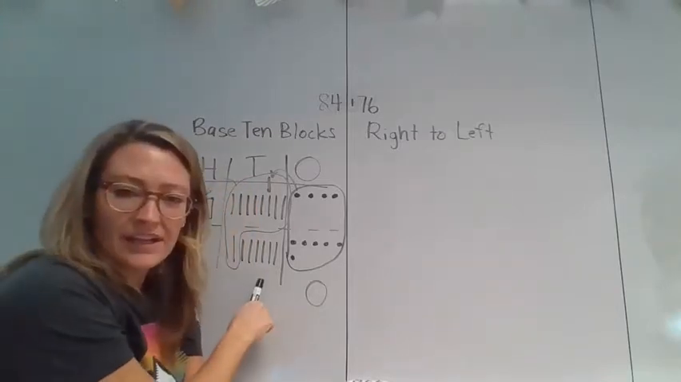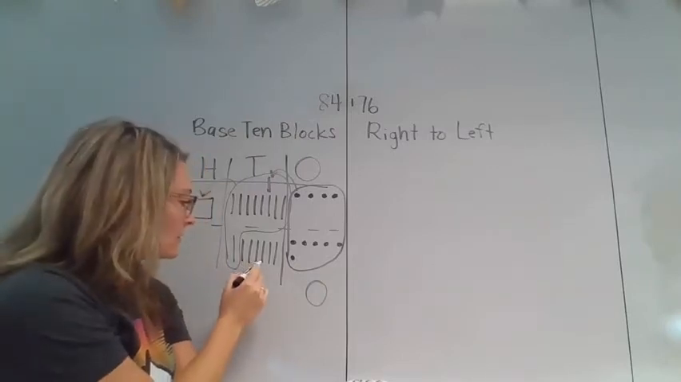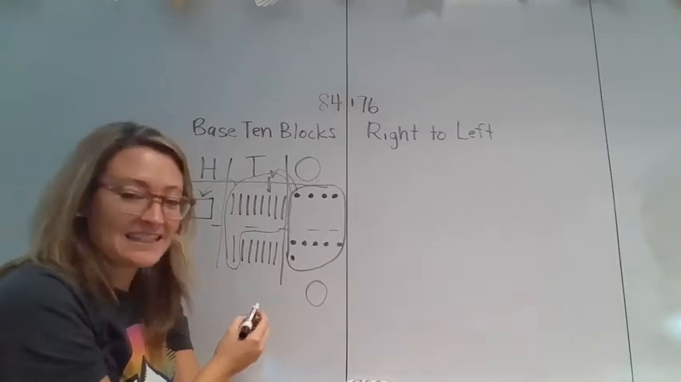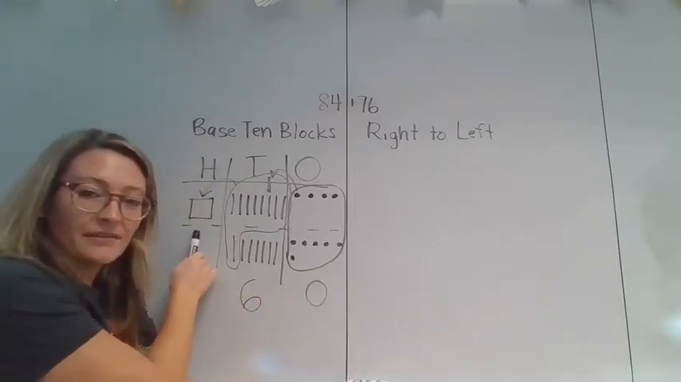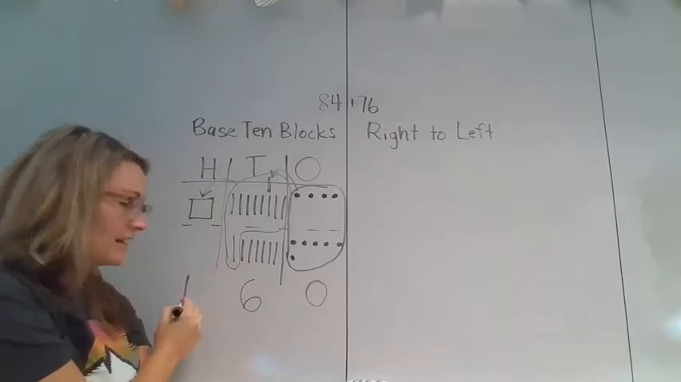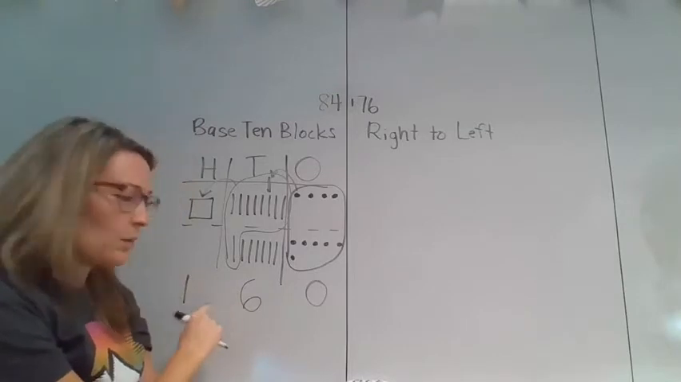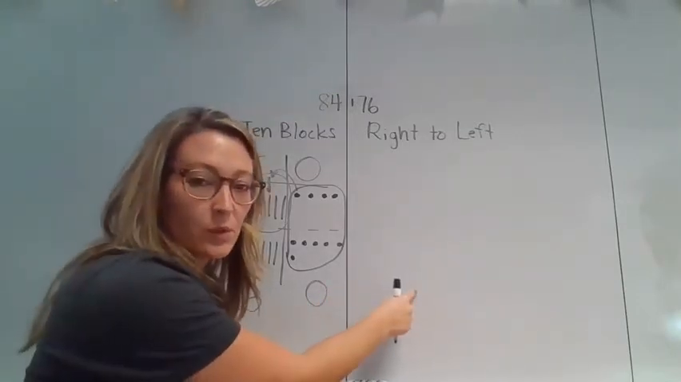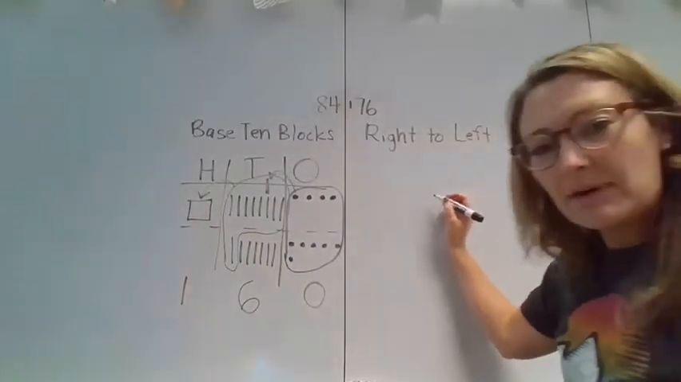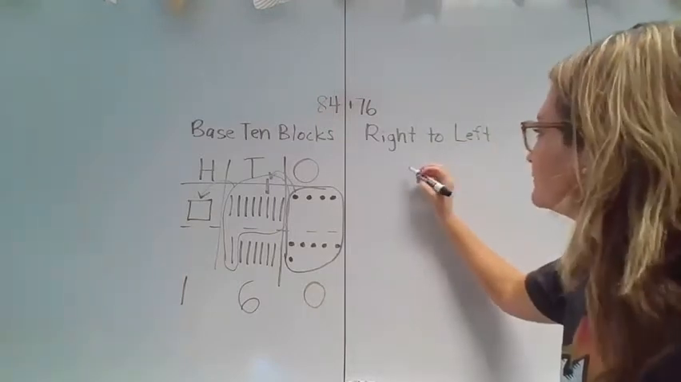So let's look back over here. How many tens do I have left? 1, 2, 3, 4, 5, 6 tens. And then how many hundreds do I have? Just 100. So my answer using base 10 blocks is 160. Now let's see if I get the same answer when I'm doing right to left. So I'm going to set up my problem for right to left, going vertically up and down.